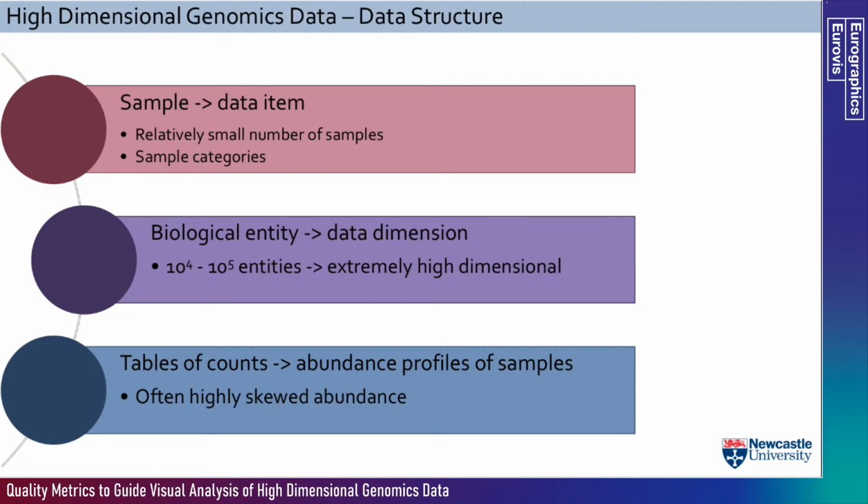And these tables are often highly skewed, with a small number of biological entities that are detected in high counts in many samples, and at the same time a large number of entities that are detected at very low counts and in only a small number of samples, and this affects analysis and which analysis methods can be used.